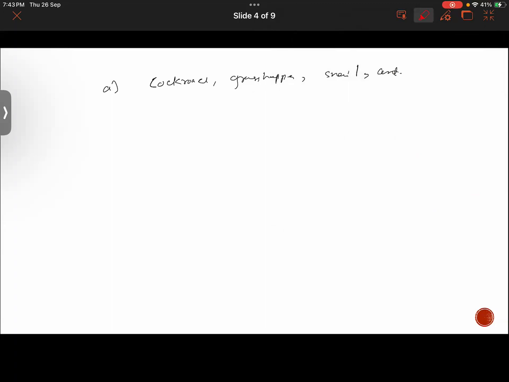A cockroach has spiracles and a trachea. Grasshoppers also have the trachea. Ants also have the trachea. But snails don't have a trachea. So this one is the odd one. Getting what I'm trying to say? So you had to choose this one.